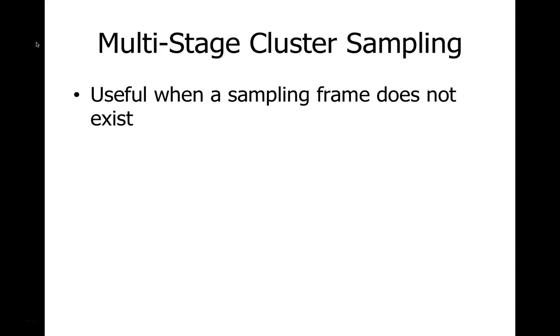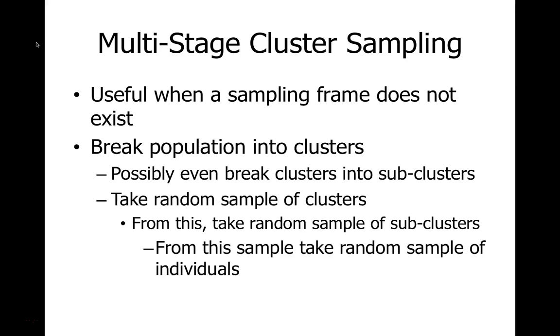In multi-stage cluster sampling, this can be useful when a sampling frame doesn't exist already for us. We can break the population into clusters, maybe even into subclusters, and then take a random sample within each of those clusters. So from this, we'll take random samples of subclusters, and then from this sample, take random samples of individuals. So this will help us to sort of develop a sampling frame in some ways when one may not exist for us already. And so those are the probability techniques that I'll cover in this particular lecture.